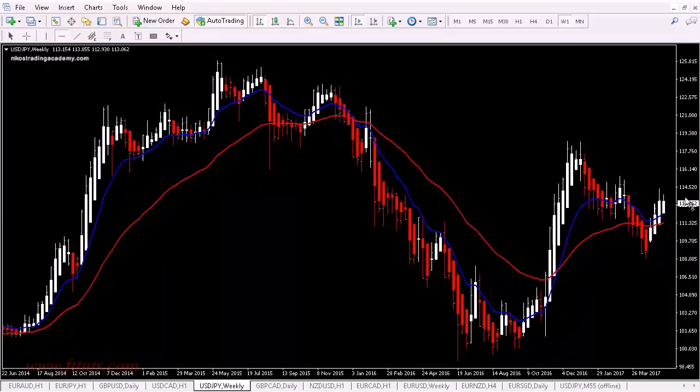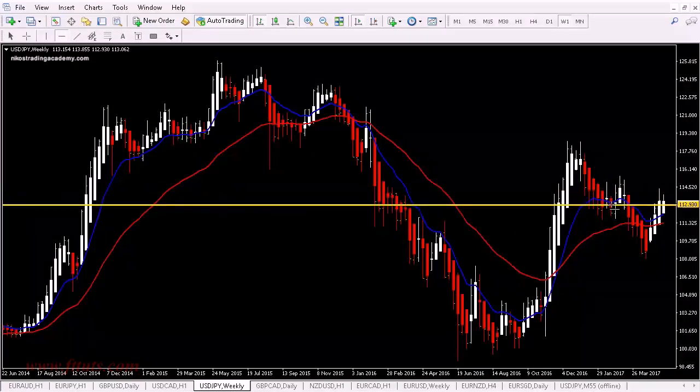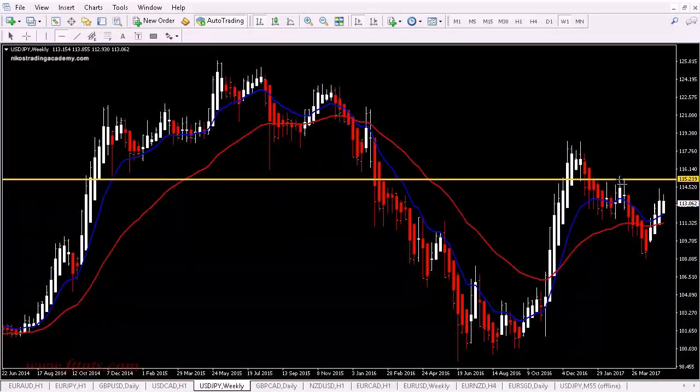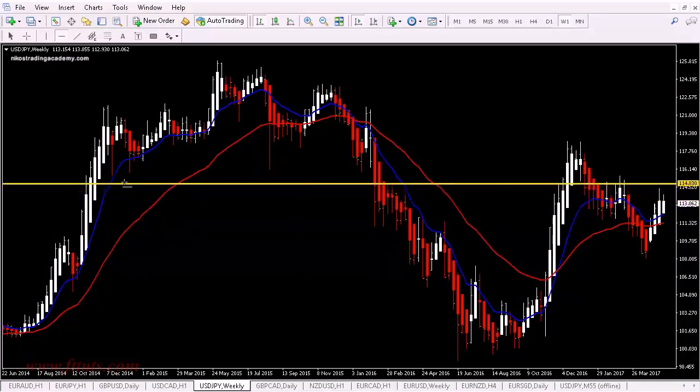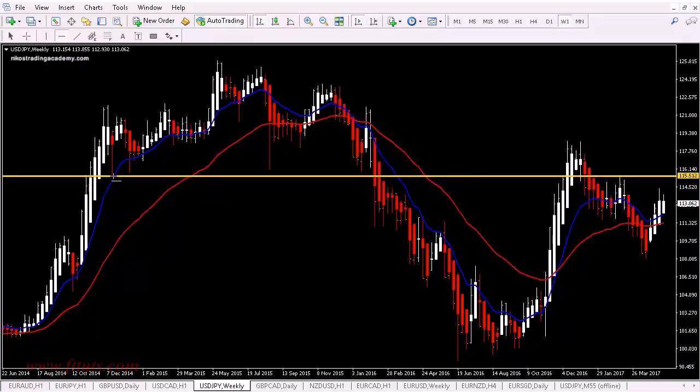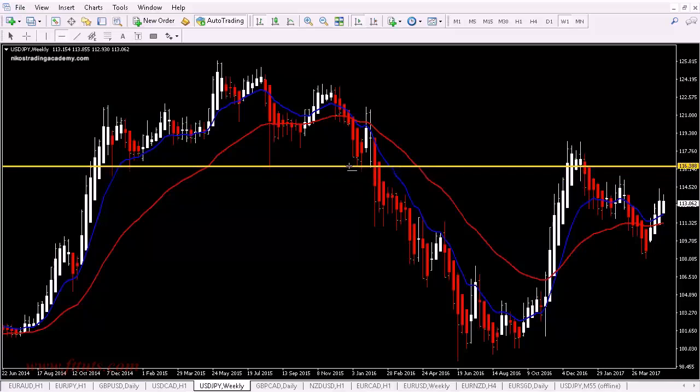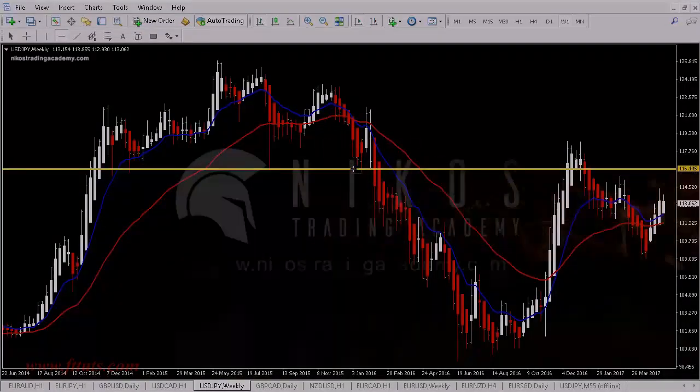Price is here, as you can see. Where do we have a lot of touches that could tell us that price is likely to bounce? If I take my line from here, price is here. Here I have only this and a little bit here, but also here and here and here. So now it starts making sense.